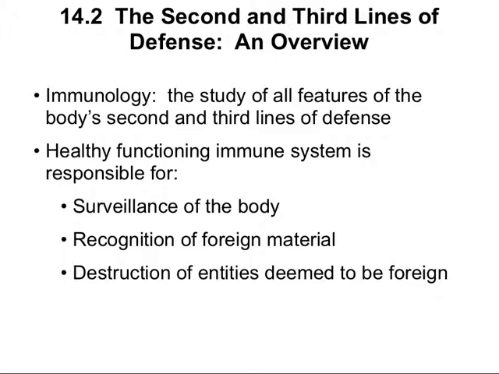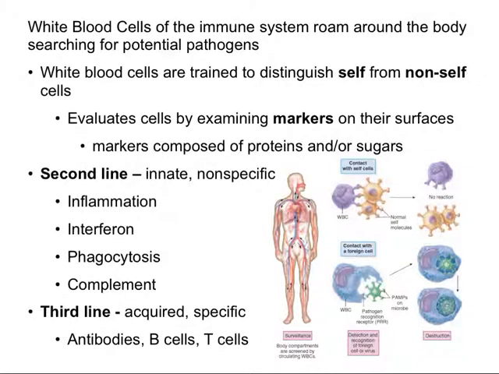Healthy functioning immune systems are responsible for surveillance of the body, recognition of foreign material, and then destruction of entities that are deemed to be foreign. So in essence, we're into search, recognize, and destroy. And the destruction occurs mainly through white blood cells. They roam around the body continually searching for potential pathogens. These white blood cells are trained to distinguish self from non-self cells.